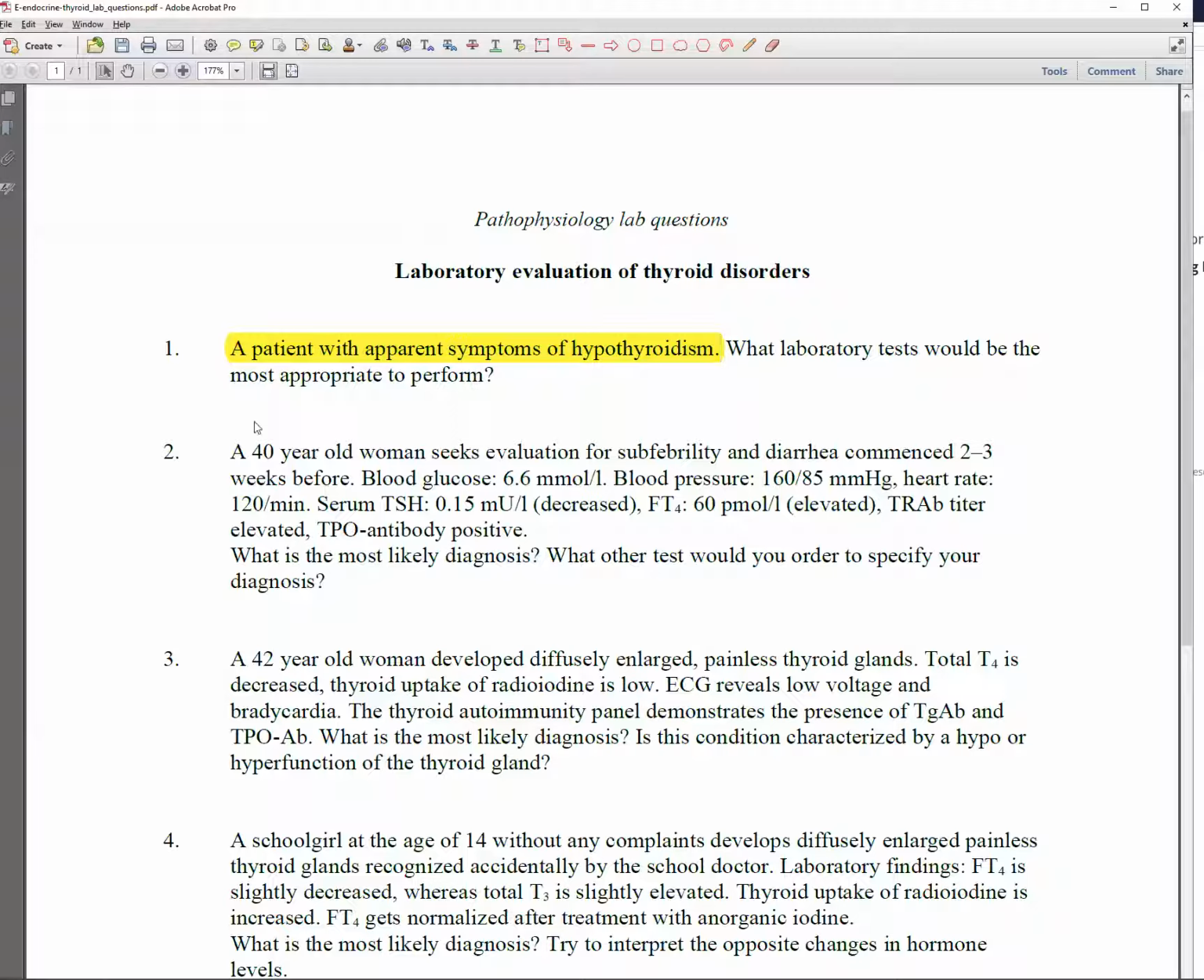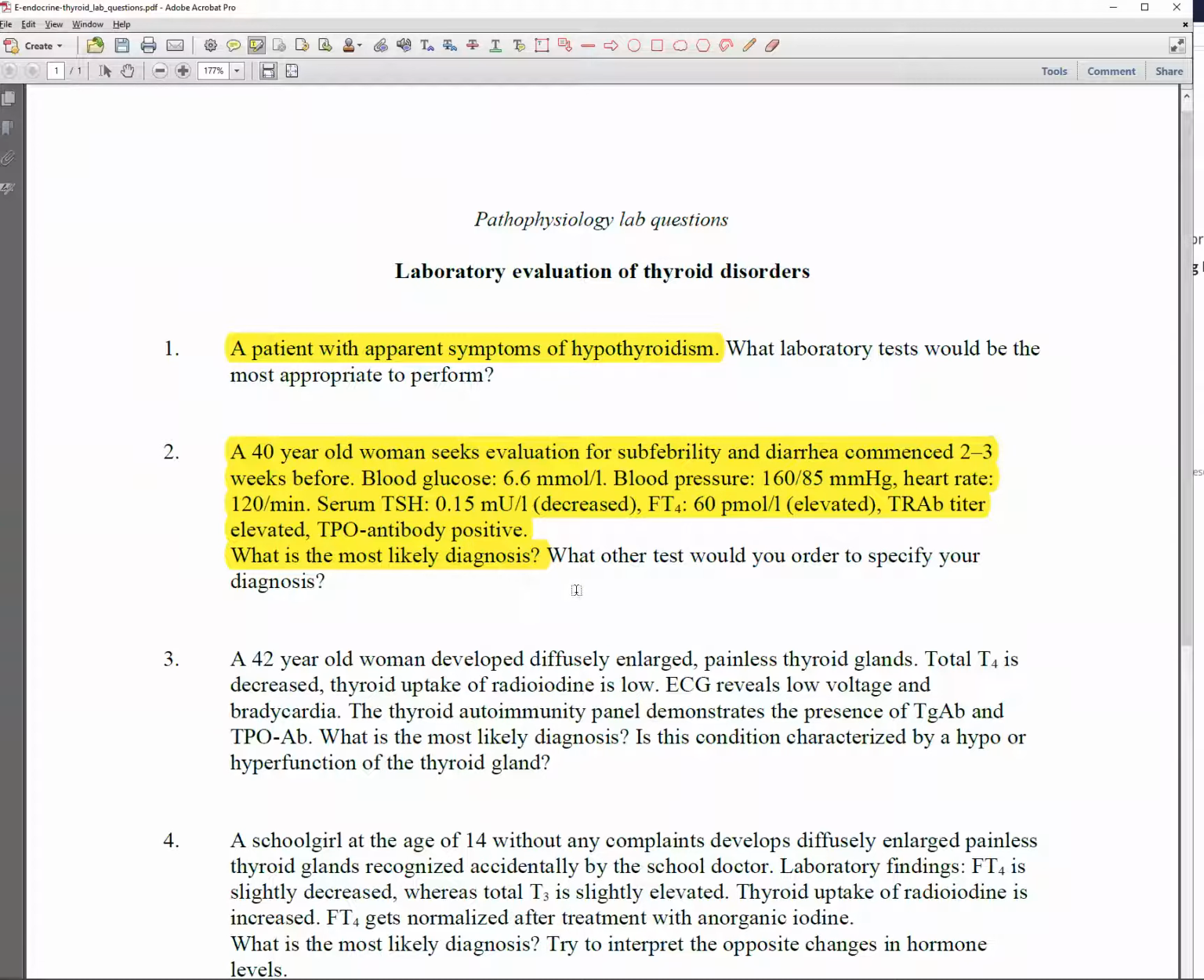Jessica. Hi. A 40-year-old woman seeks evaluation for subfebrility and diarrhea commenced 2 to 3 weeks before. Blood glucose is 6.6 millimoles per liter. Blood pressure is 160/85. Heart rate 120 per minute. Serum TSH is decreased. The free T4 is elevated. The TRAB titer is elevated, and it's TPO antibody positive.